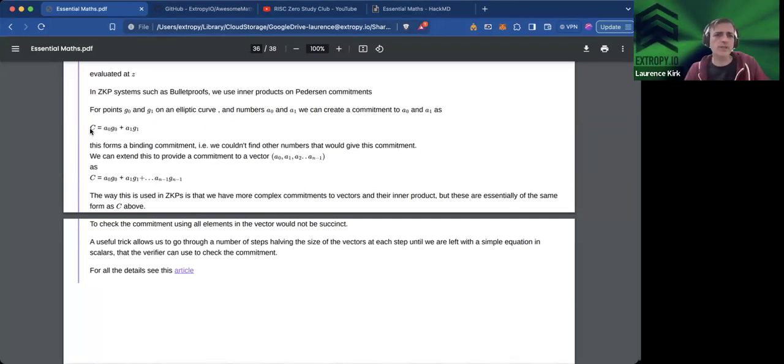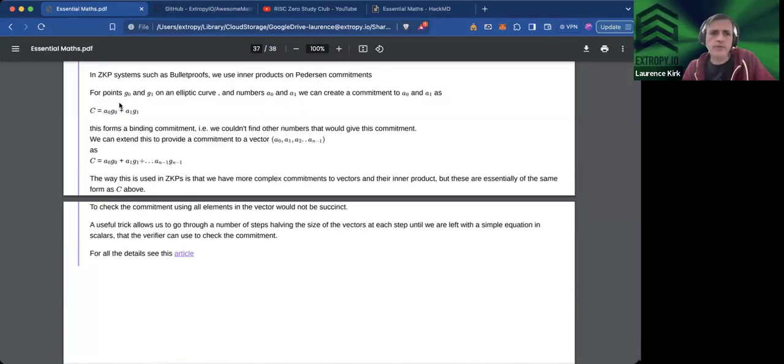Once we have that commitment, it means we couldn't then change our mind and say, oh, actually, I want to provide these values instead, and these values would form the same commitment. No, once we have a certain commitment, only the original values will give us that commitment.